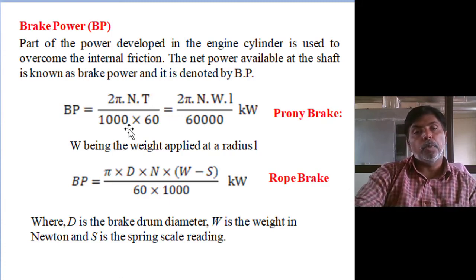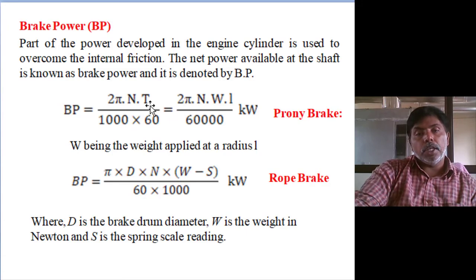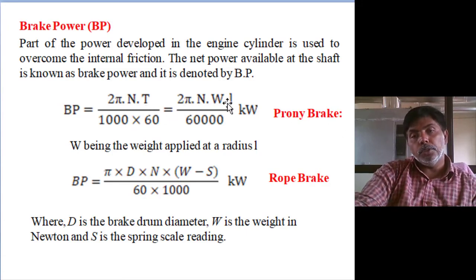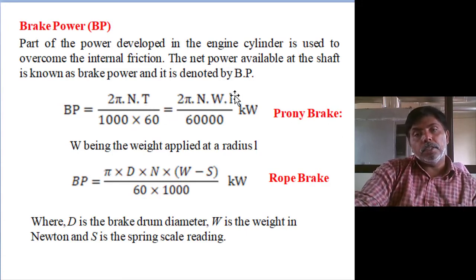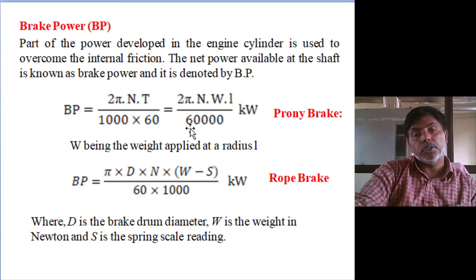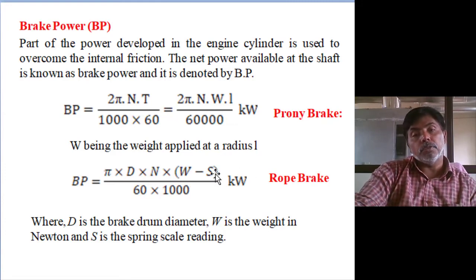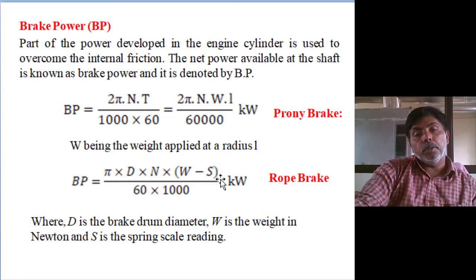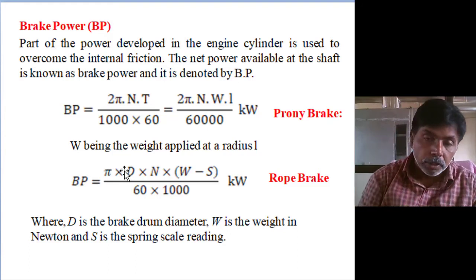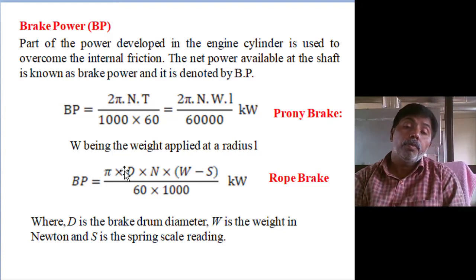Brake power equals 2πNT by 60,000. If we are using a Prony brake, load into torque arm length, they are giving the diameter of the torque arm divided by 2, we will get the radius or length of the torque arm. So W into L divided by 60,000. Another method, rope brake. In the rope brake method, they will give dead weight and spring balance load. We want to differentiate from the data itself. πDN into (W minus S) by 60 into 1000. D is the diameter of the drum, this flywheel where the rope is wound.